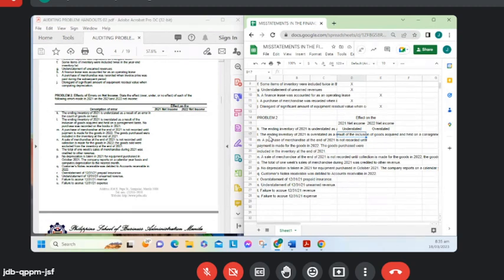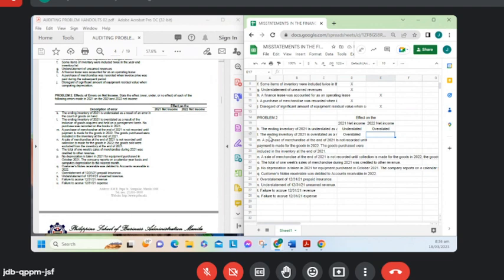Sige. Letter B. Ending inventory of 2021 is overstated as a result of the inclusion of goods acquired and held on consignment basis. No purchase was recorded in the books in 2021. So what will be the impact? Ending inventory is overstated. So if there is an overstatement in ending inventory, it means the cost of sales is understated. So if it's understated, it will result to an overstatement in net income.